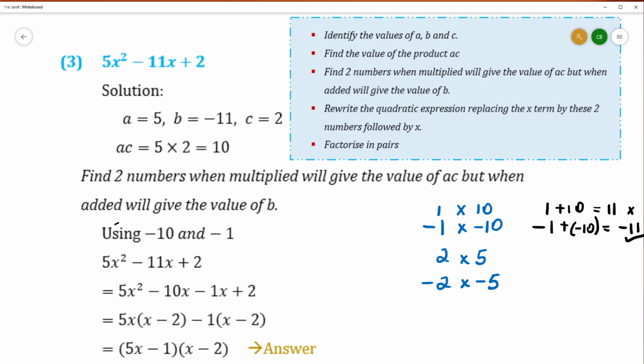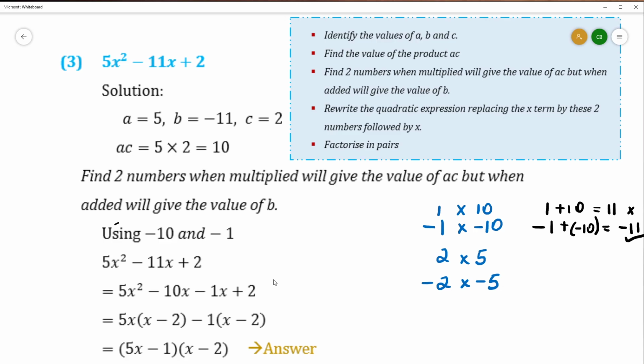So once we have found those two numbers, we are rewriting the quadratic, replacing the middle term by these two numbers followed by x. So instead of this minus 11x, I'm writing the minus 10 minus 1 followed by an x. Next step would be to factorize in pairs.